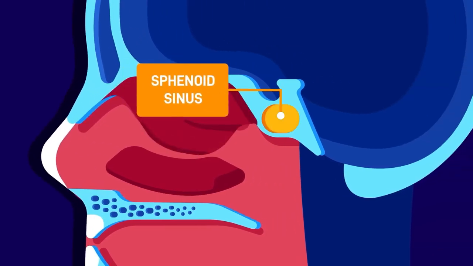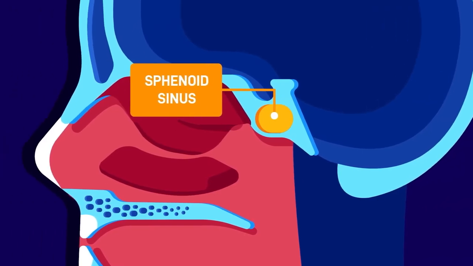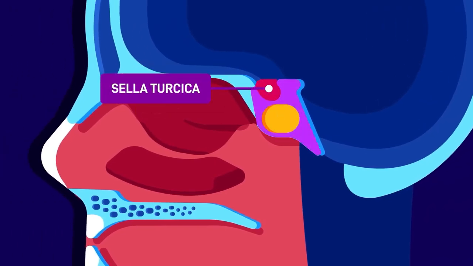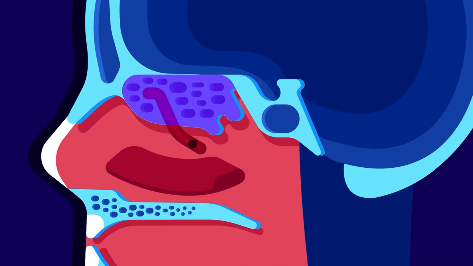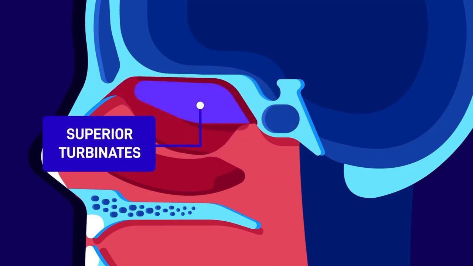Sphenoid sinuses. The sphenoid sinuses are situated posteriorly and in the center within the body of the sphenoid bone below the sella turcica. They drain into the nasal cavity through the sphenoethmoidal recess that leads to the superior meatus behind the superior turbinate.